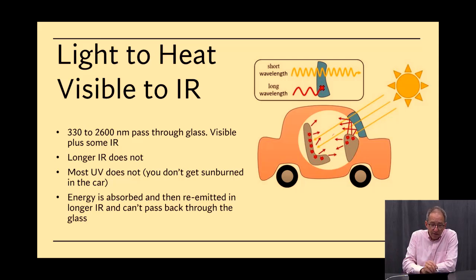Now what happens is that the visible energy is absorbed, and the IR is absorbed by the seats and by the dashboard and everything in the car, and then it's re-radiated as heat. It's in a longer wavelength, too long to pass back through that windshield, and so it gets trapped in the car. That change in wavelength is what causes the phenomenon of the car getting hotter.